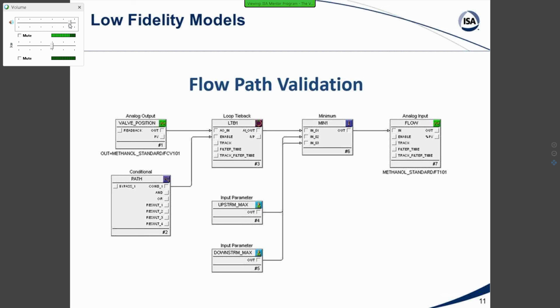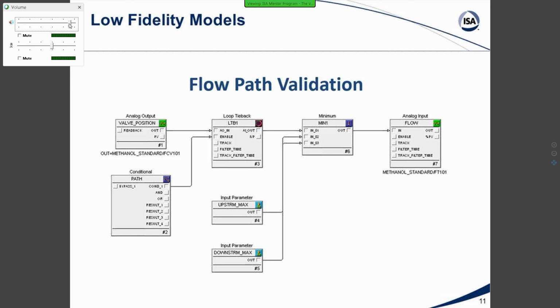But what we've added to this model is we've also added a path condition. So this may be that there's a valve that must be open, or maybe that there is a pump that must be on. And then we've also added constraints so that it doesn't go outside of a certain range, right? So we have an input for the minimum and maximum of what can be achieved.